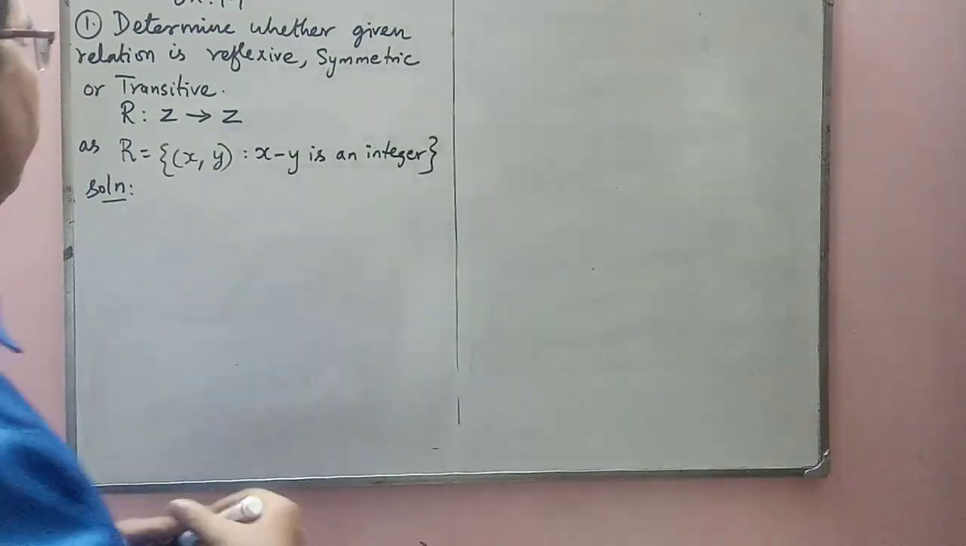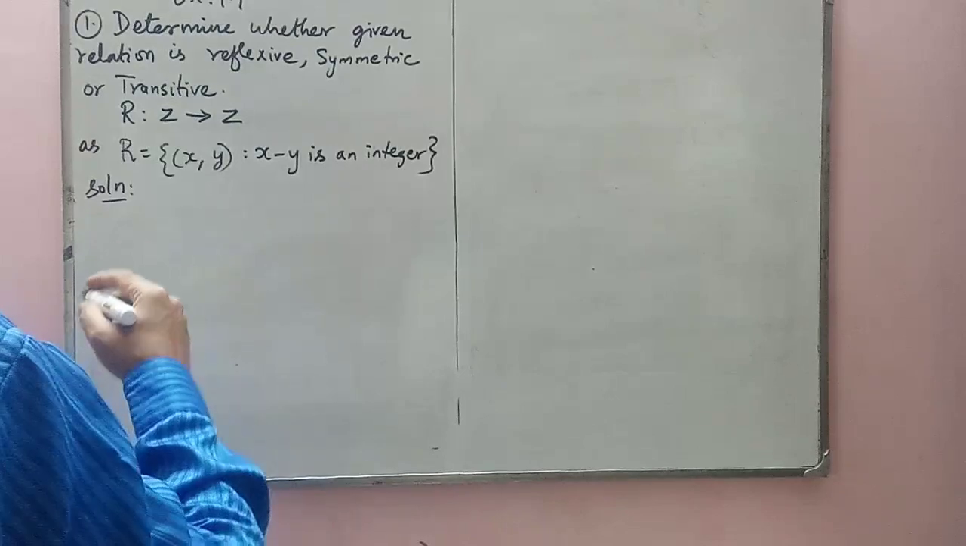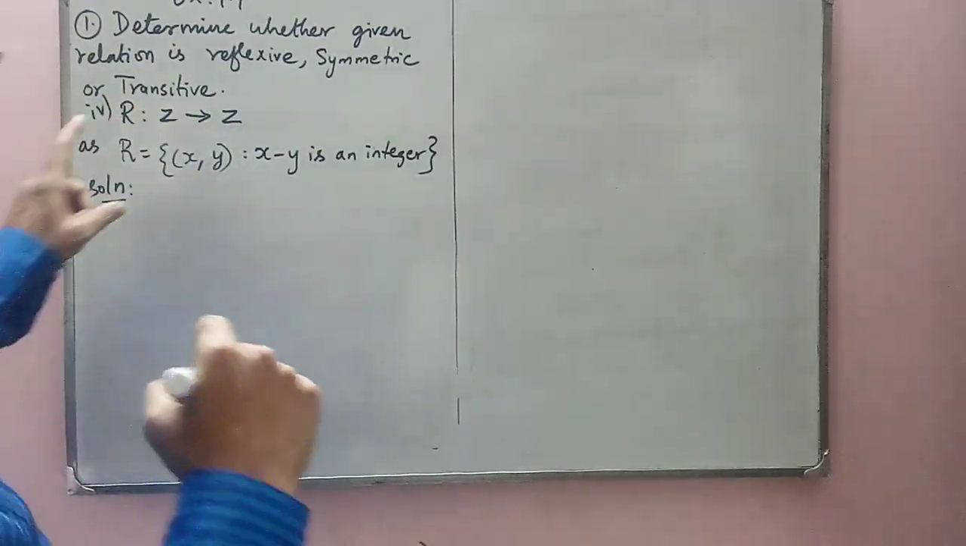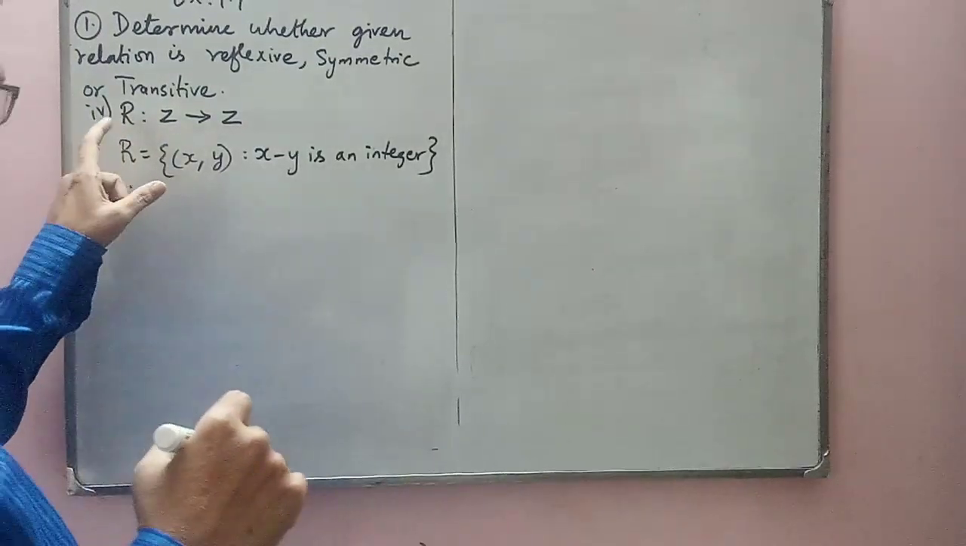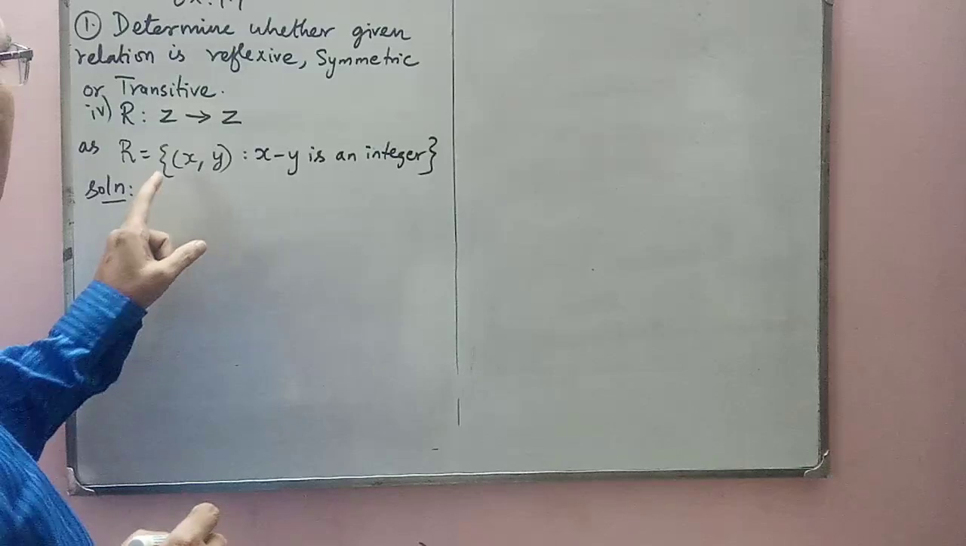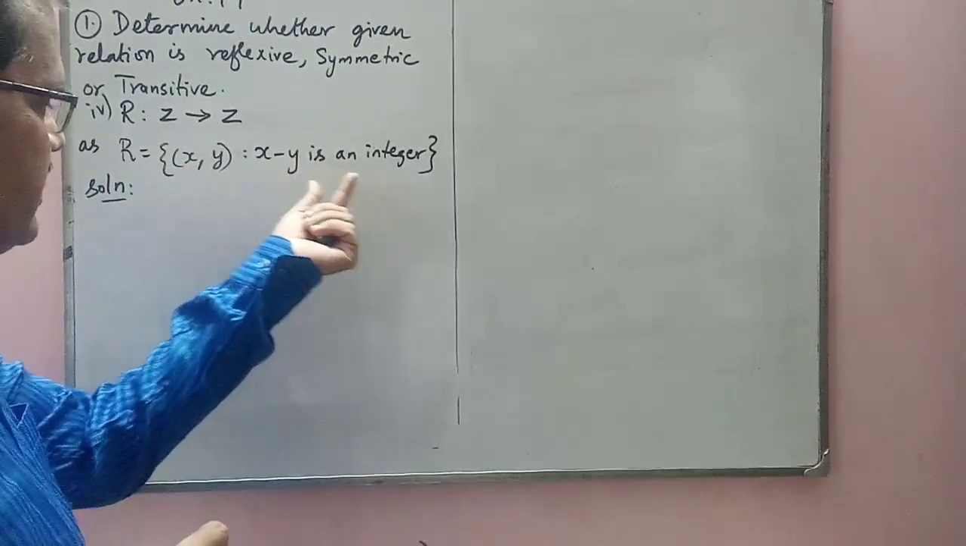This question, children, is the fourth part of the same question. The question says R is a relation defined from integers to integers. The ordered pair (x, y) is in the relation if x minus y is an integer.